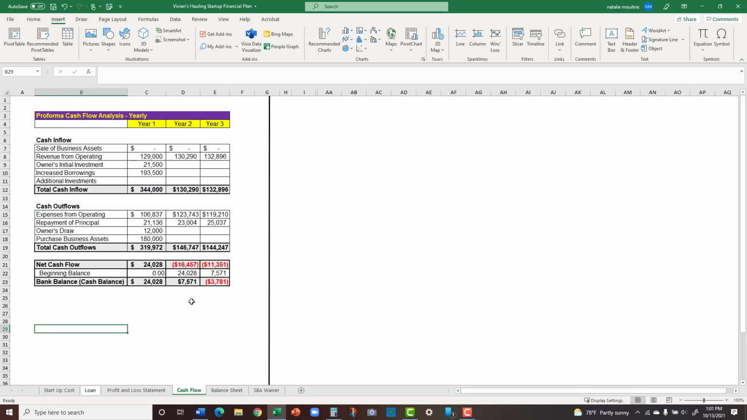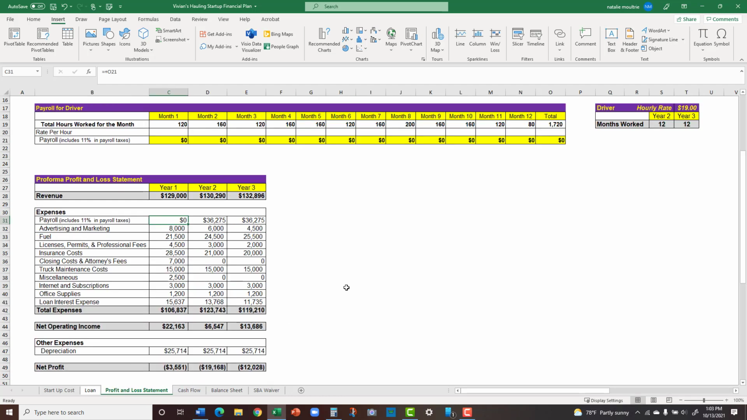Now, if we continue this process though, look at what happens in year 3. So we start out with $7,571 in year 3. But we have a problem because at the end of year 3, we're at a loss. We have no more money in the bank. This is a problem. At the end of year 3, we have a negative balance in our bank account. So what we need to do is make the necessary adjustments again.